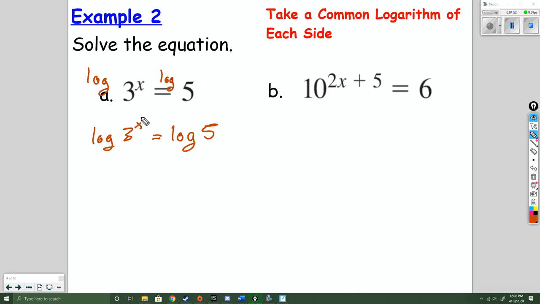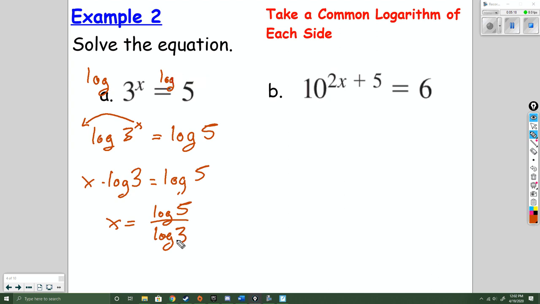And then what we're going to do is use some of the properties that we know. All right, so we could rewrite this as x times log of 3 using our power property from the previous section. And now we can solve for x by dividing by log of 3. So we have log of 5 over log of 3. And if we round that to the nearest hundredth, we get about 1.46. All right, now moving on to the next one.